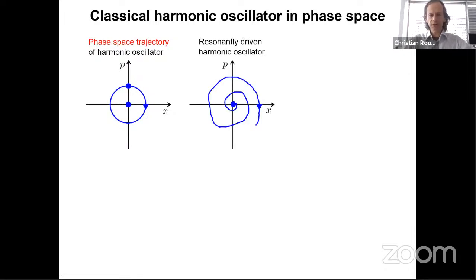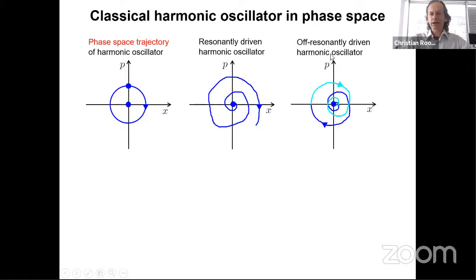Now, what happens if I start to resonantly excite this classical harmonic oscillator? Then in phase space, I will increase the amplitude of the oscillator's motion more and more, which corresponds to this spiral in phase space. And if I have a drive which is slightly out of resonance with the oscillation frequency, then I will excite the oscillator's motion more and more up to the point where the drive is out of phase with the oscillator, and then I will de-excite the motion again, and then this process starts over and over again.